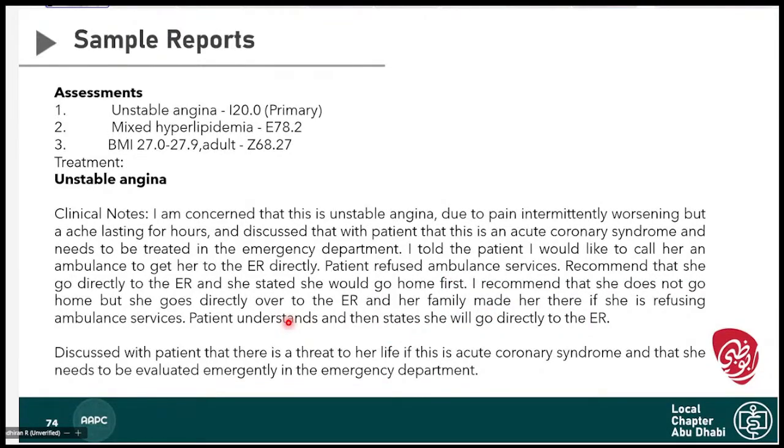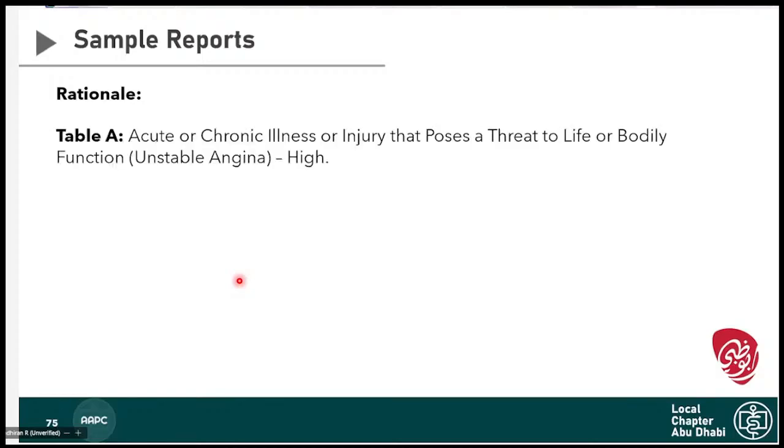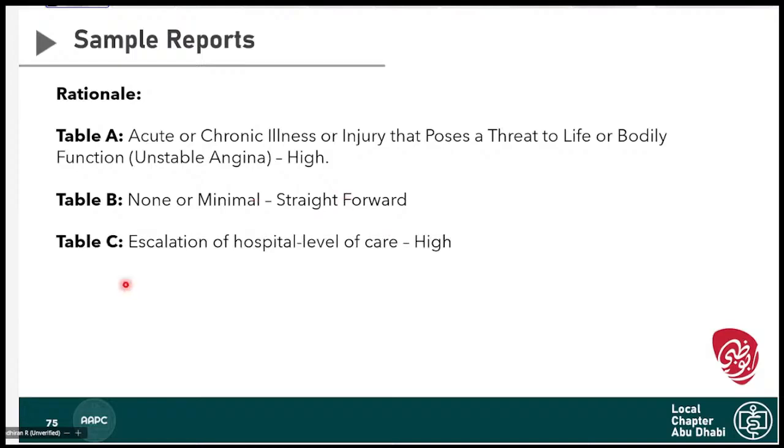So this is called transfer of care immediately. This falls under the high level. So we'll find the rationale. Table A: supported for an acute or chronic illness or injury that poses a threat to life or bodily function, called unstable angina. Table B: none or minimal, nothing ordered. Table C: falls under escalation of hospital level of care, as they are transferred immediately to the emergency department. The overall level supported is high level, 99215.